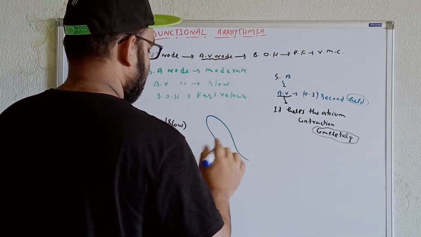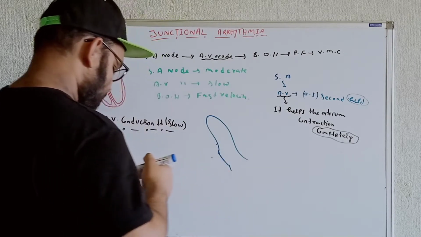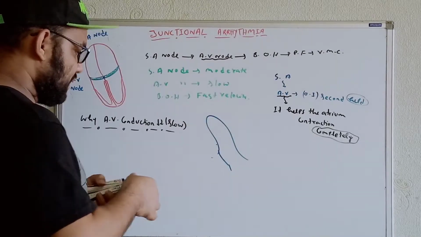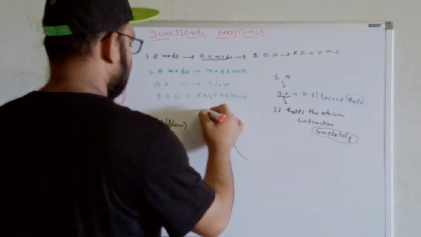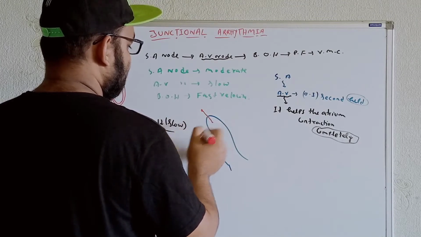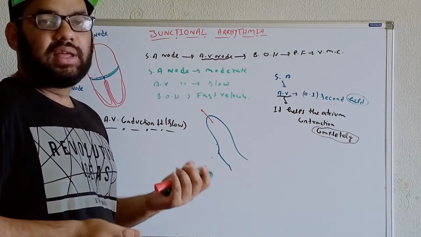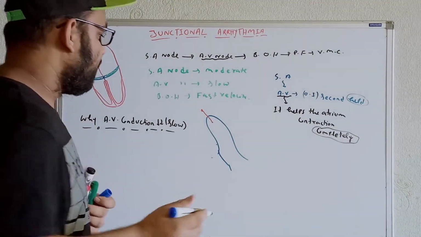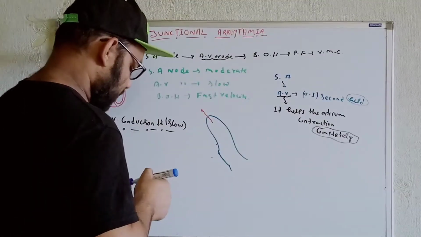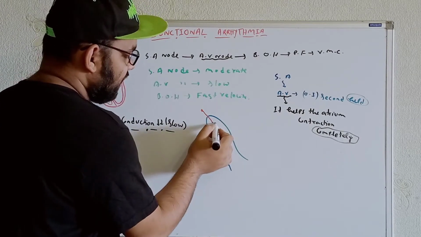Now try to understand. At first, from the SA node, for example over here, the electrical impulse will come into the AV node. Within the AV node, we get multiple smaller myocardial cells.